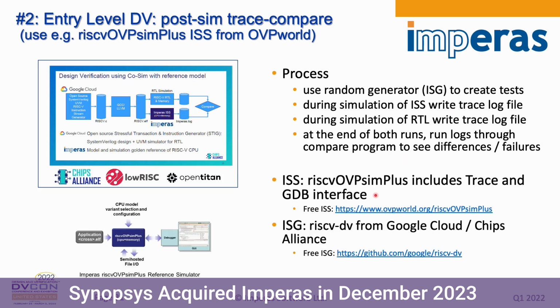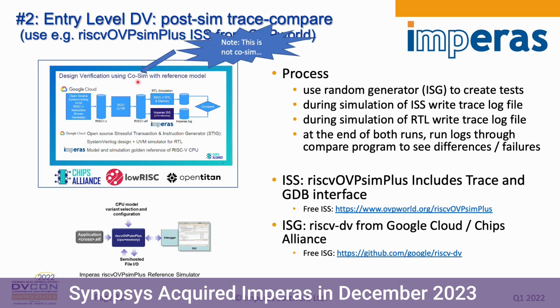And again, we have a more advanced simulator, which we also make available, RISC-V OVP Sim Plus, and it includes full trace and debug capabilities. And that is used actually in the Google Cloud RISC-V DV, which is a post-simulation trace compare technology. In the Google generator, it basically generates the test and then runs one design and then the reference simulator and does a compare, and it does that in a large series of Python scripts. So this is entry-level DV, where you run the simulator with a trace, you run the design under test with a trace, and you compare them looking for differences.